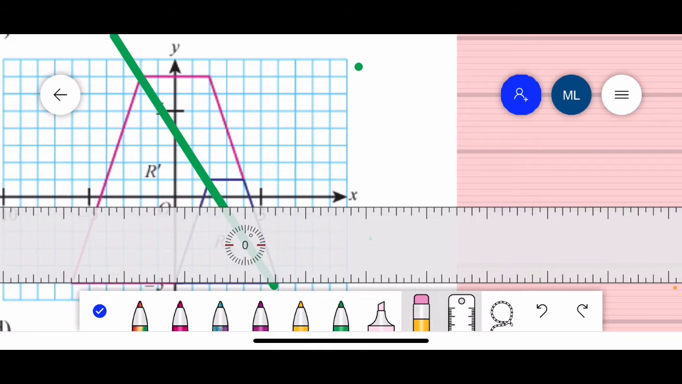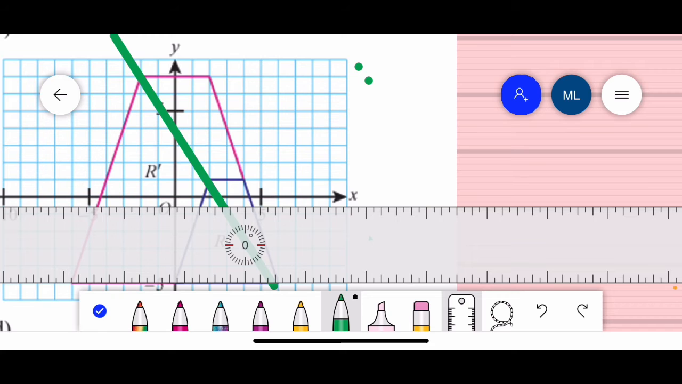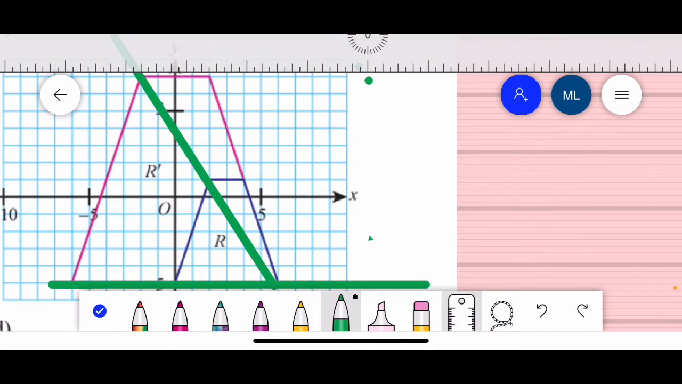Okay, so here, let's use a green color one. I just place a ruler and draw. Okay, you can see the intersection point here, right? Actually, you can use this one and this one. You will intersect there also, right? You will intersect.